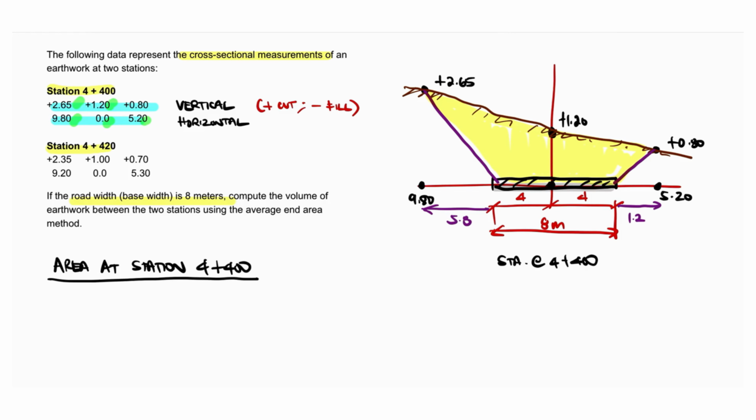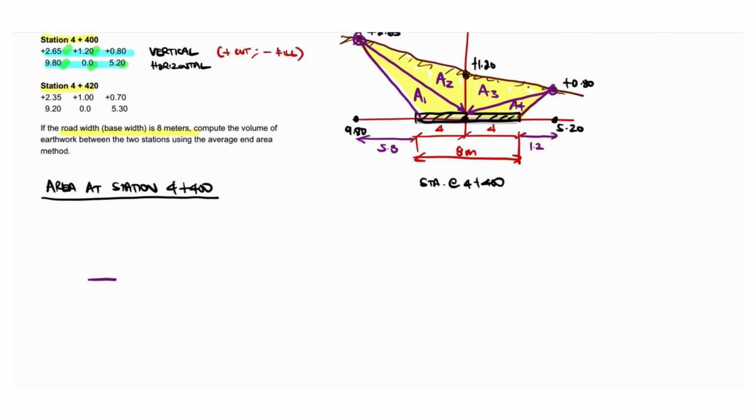Now, we divide the cross-section into segments. To do this, we first draw a line from the left trench to the centerline of the road base. Then, we draw another line from the right trench to the centerline. After dividing the section, we label the resulting areas as A1, A2, A3, and A4. Now, let's determine the area of each segment, starting with A1.